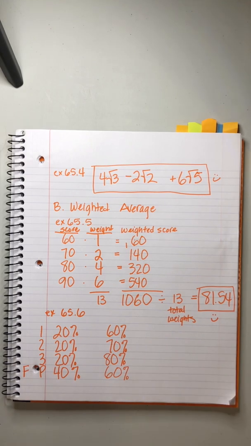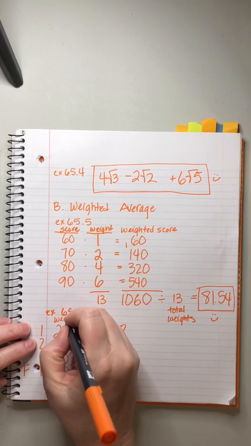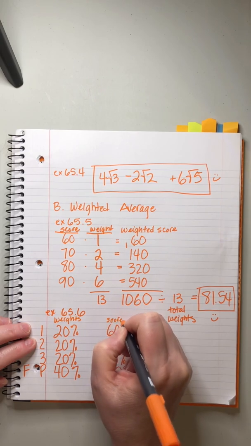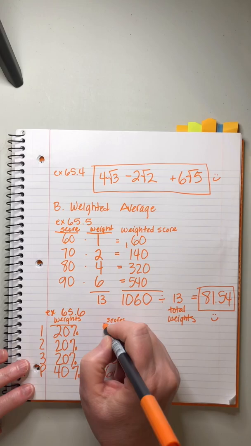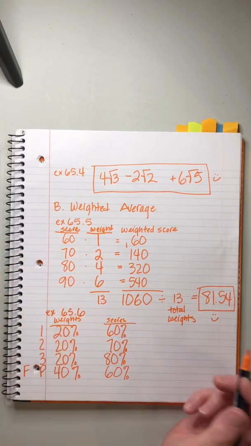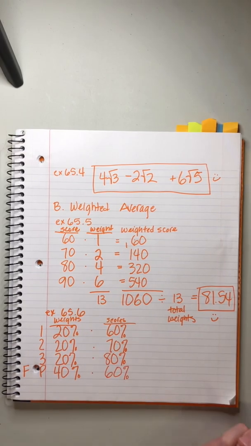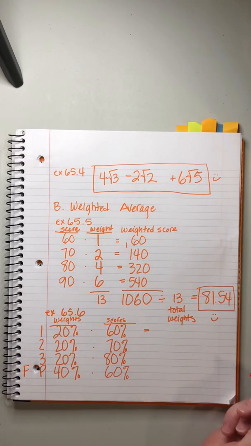Now, these are the weights, and these are the scores. Because of the way the problem was given, we got them in opposite order. Last time we got the scores first and then the weights, but it doesn't matter. We're still going to multiply them, and we're going to get our weighted score when we do that multiplication, okay?